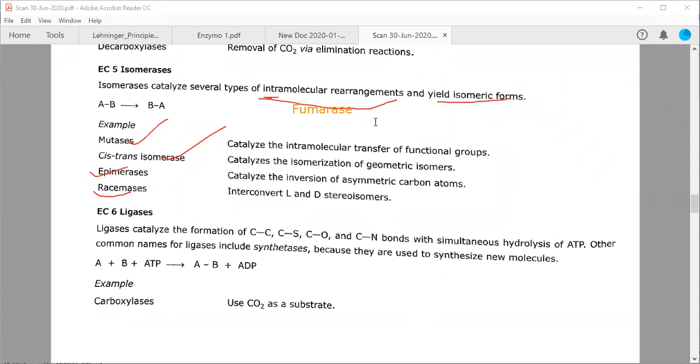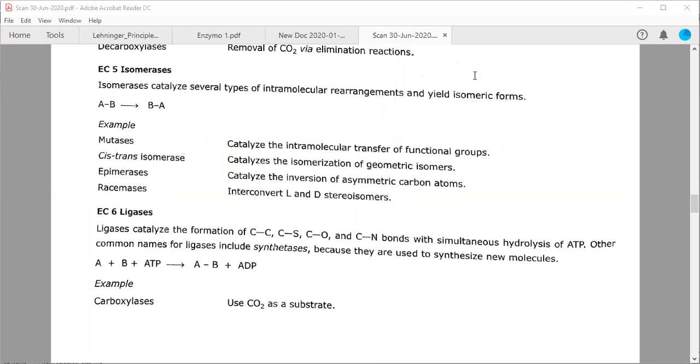Okay, so specifically, it is a kind of isomerase, and it will convert your fumarate into malate. Also, you need to remember this from here. So it will convert fumarate into malate. Okay, so in the Krebs cycle, this fumarase is also an example of the isomerase class.